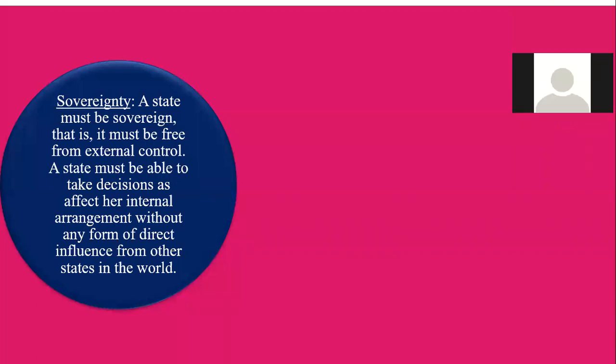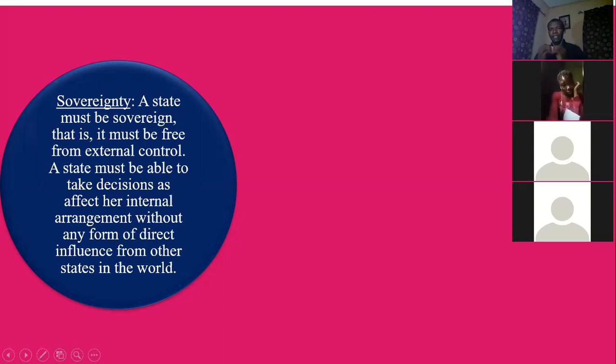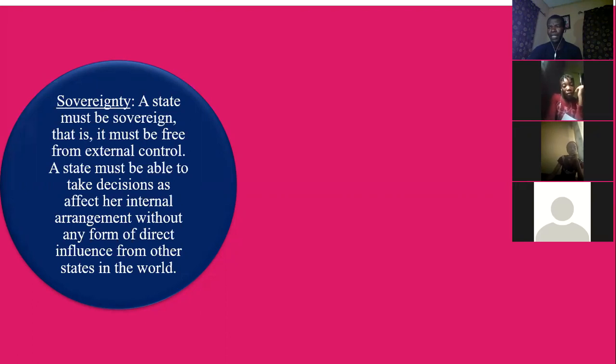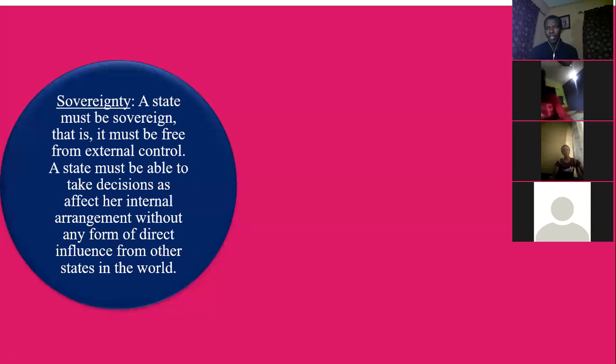As I've said the other time, the definition of sovereignty simply means the state must be free from any form of external control. That is the concept of sovereignty in this perspective. A state must be able to take decisions within its territorial integrity. Just as I gave an instance of your bedroom or classroom, when you are in your room, you are able to manage the affairs of your room without another neighbor coming to say, no, this is what you're supposed to do in your room. That means your room is not sovereign. If you are a country and somebody from another country comes to tell you what to do in your country, that is not a state. A state must be free from external control. It must be able to take internal decisions, even in international relations, without any form of coercion or force.